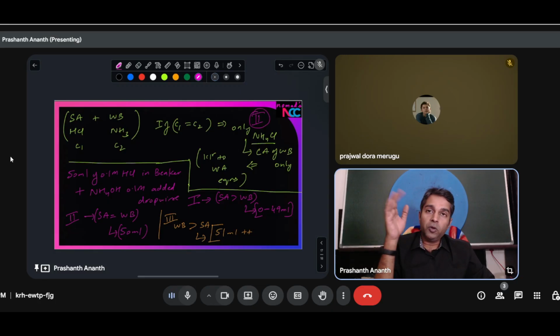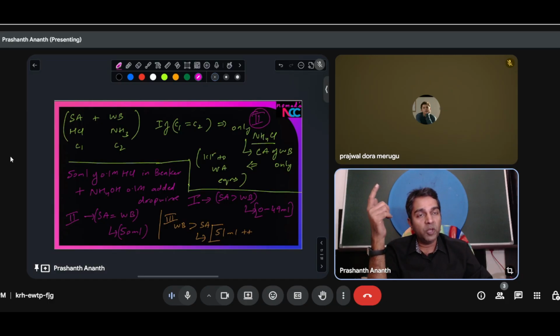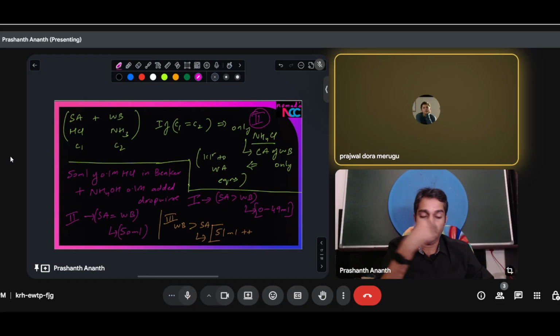You're clear with this part, how this titration will go, depending on how much volume of what is given, depending on the stoichiometry, you will have to decide. Do you want me to show you the stoichiometry part, or are you already clear with this when I give you the volumes itself? No, I'm clear with it, sir. Okay, alright.